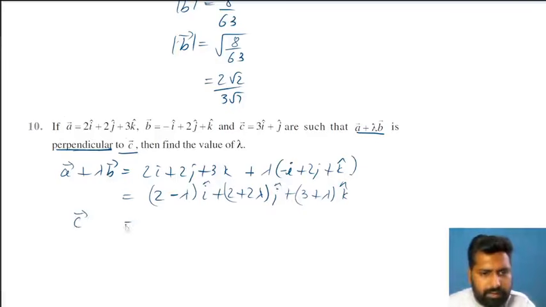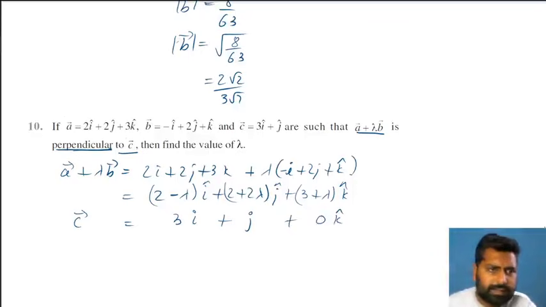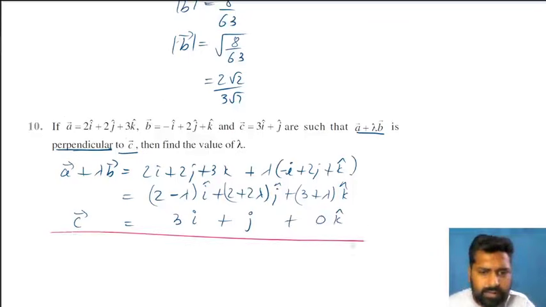Now you have a C vector. C vector is already given, 3i plus j. No k is mentioned, that means 0k. If you want to, you can write 0k or you can skip it also, your call. Let's do the dot product now.